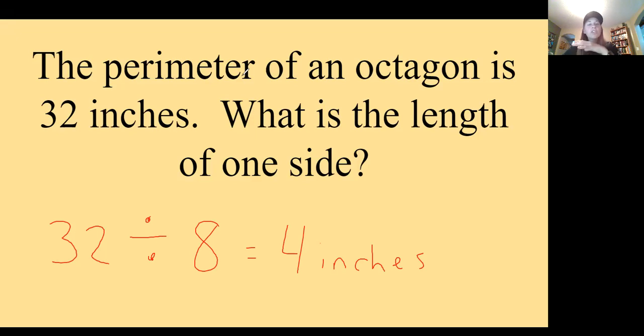Okay, so hopefully when you think perimeter, you think that's all the sides added up. So if the perimeter of an octagon is 32 inches, then you have to divide by how many sides there are. If all of the sides are the same length, you will do 32 divided by 8 sides, which means each side is 4 inches.